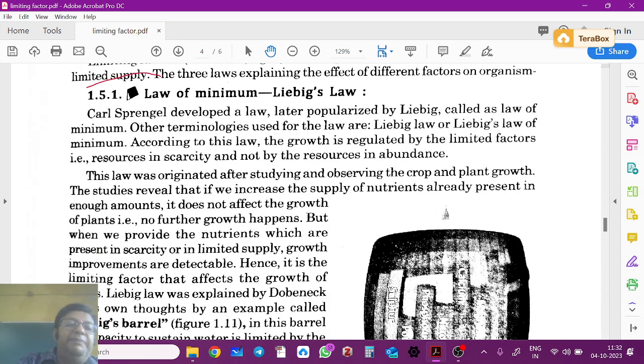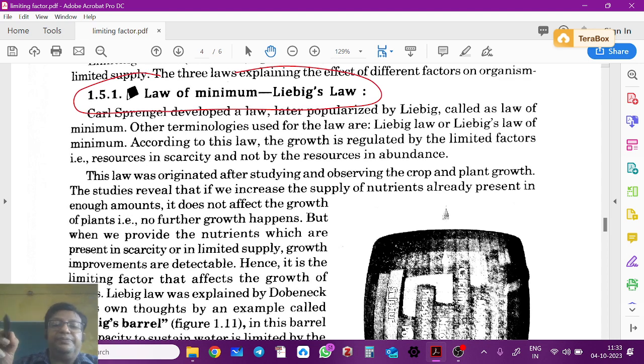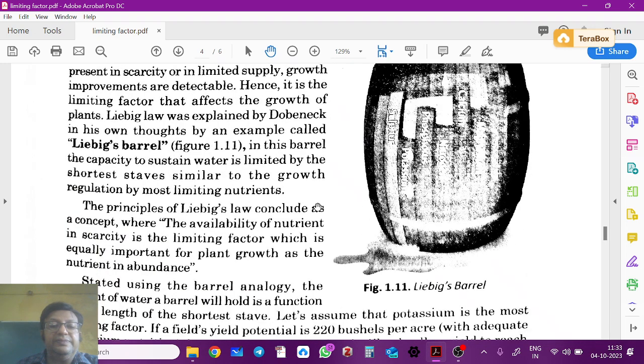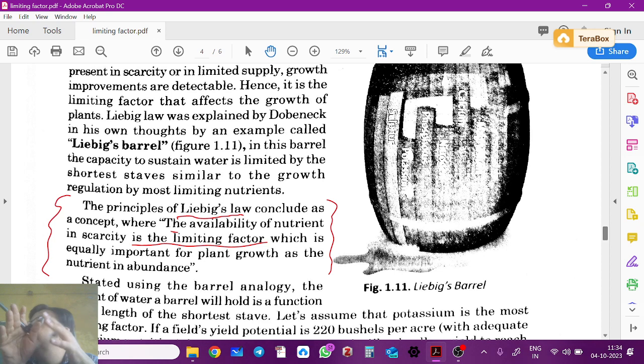The first law which I told, Liebig's law of minimum. Go to the line below Liebig's barrel. The principle of Liebig's law, have you found that place? The place next to figure 1.1. The principle of Liebig's law concludes as a concept that the availability of nutrient in scarcity is the limiting factor. Whatever is found in the least amount, that is the limiting factor. It is fine if other things are in excess; I need the one that is found least in that place, that is the limiting factor. Okay, so in water, carbon dioxide is found less, therefore that is the limiting factor.